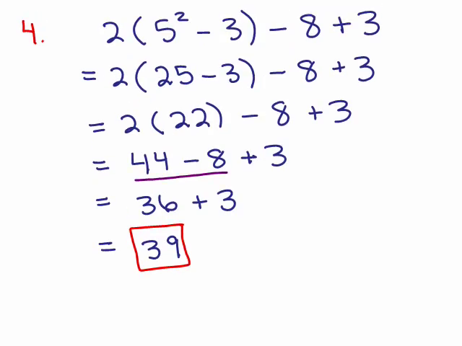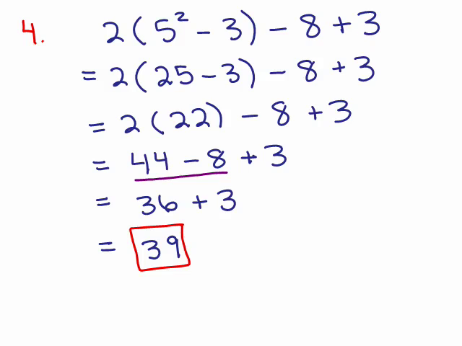So here's number 4. Notice there was not a parentheses around 8 plus 3. So when I got to this step, 44 minus 8 plus 3, I had to do the 44 minus 8, got 36, and then added 3 and got 39. So my answer to number 4 was 39 because the 8 plus 3 was not in the parentheses.